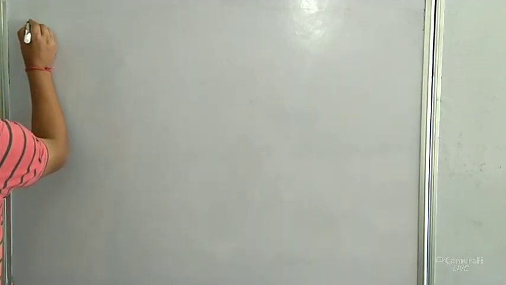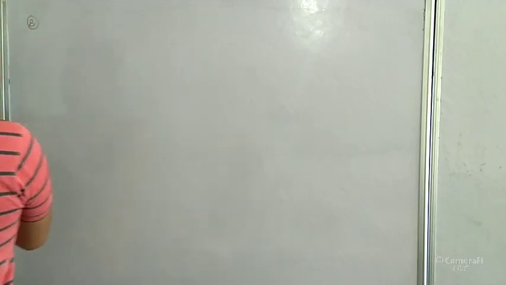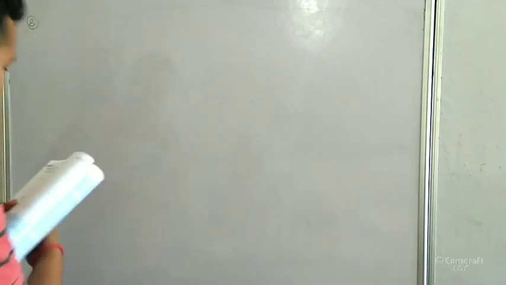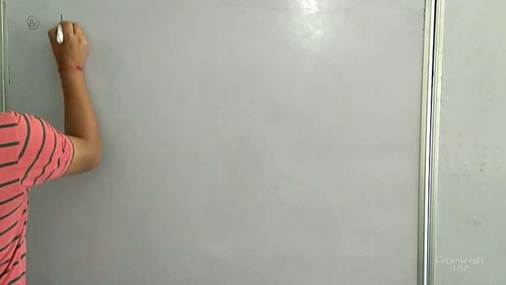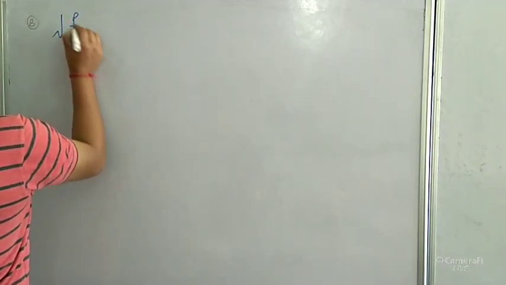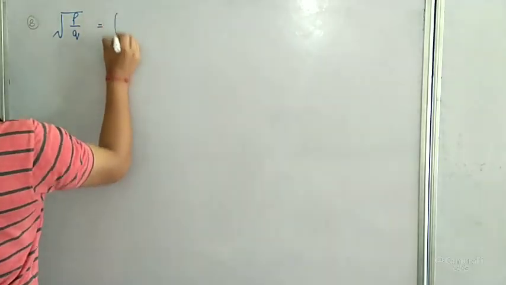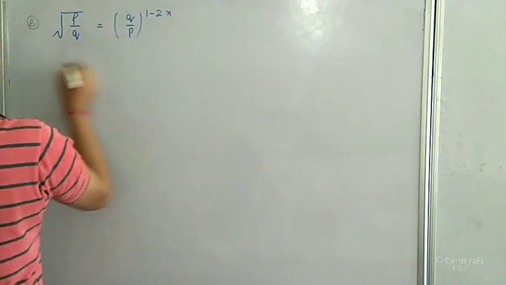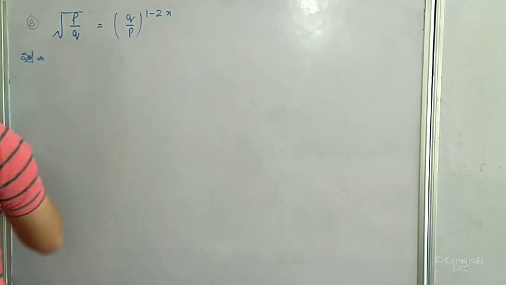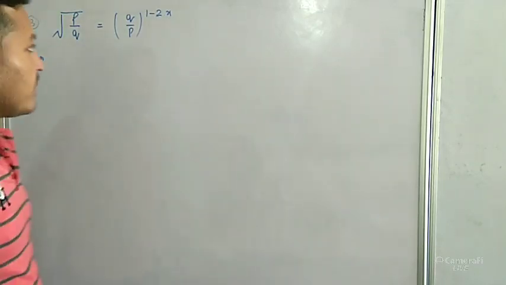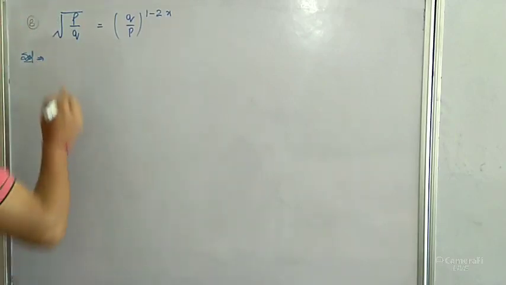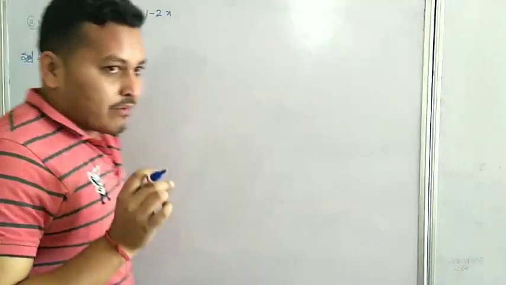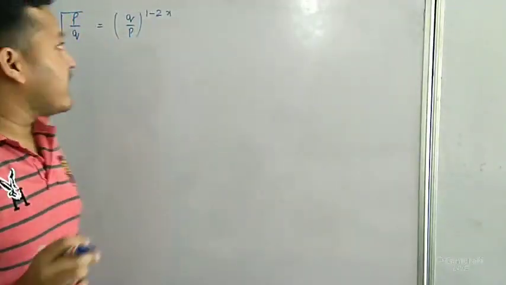Now question number 8 is a very simple question. Question number 8 is a very simple one. Root of P upon Q is equal to Q upon P whole to the power 1 minus 2x. Okay sir, so look, how can we solve this one? We need the value of x.